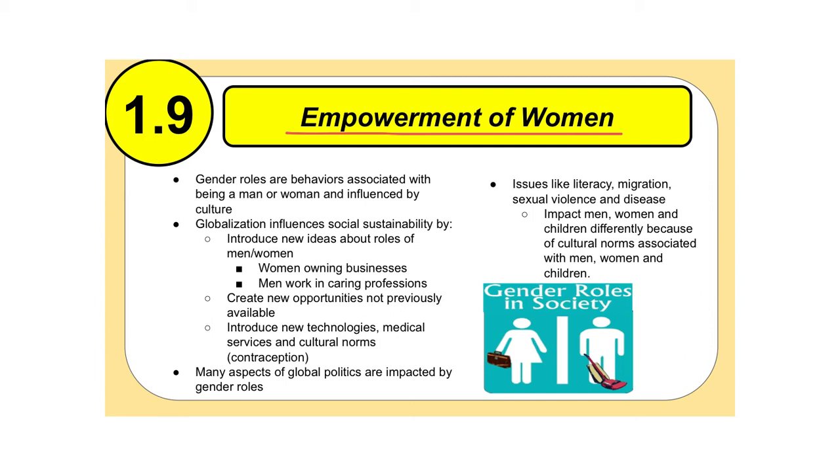Now, first of all, we need to talk about gender roles. And of course, gender roles are the behaviors that are associated with being a, quote, man or a, quote, woman, and are influenced by culture. So you have to think, in some cultures it is perfectly okay for two men to hug each other or two men to kiss each other as a greeting or something like that. However, in some other cultures, like here in the United States, people automatically make assumptions about men when they do that. Same thing with women.